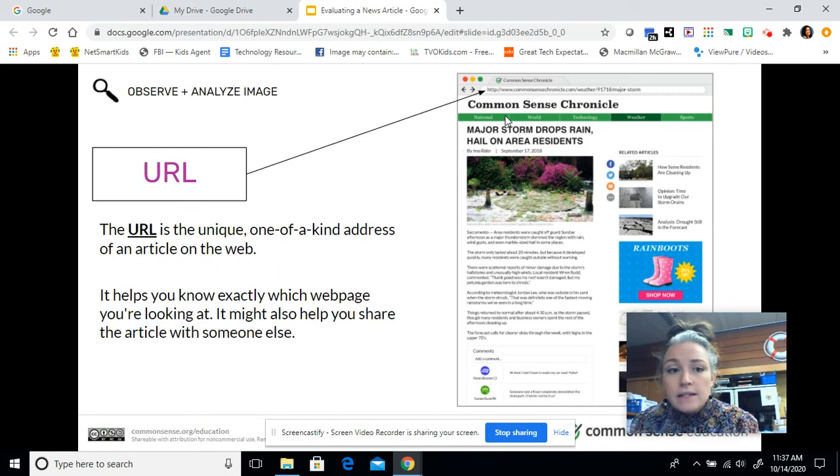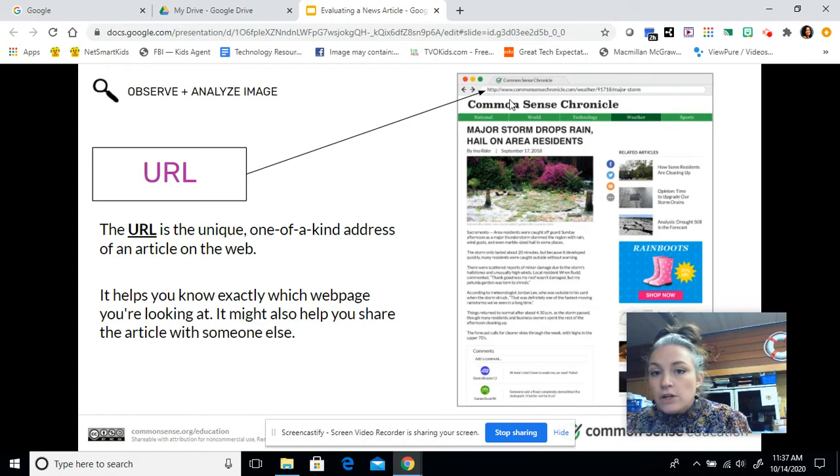Okay. Next up is the URL, and that is at the very top in the web browser. It's that one-of-a-kind web address that takes us directly to that article. It helps us know what we're looking at, and it makes us able to share it with someone else if we want to. And remember, we want to make sure that we are paying attention to that, and that the first part of it is on a trusted news site.